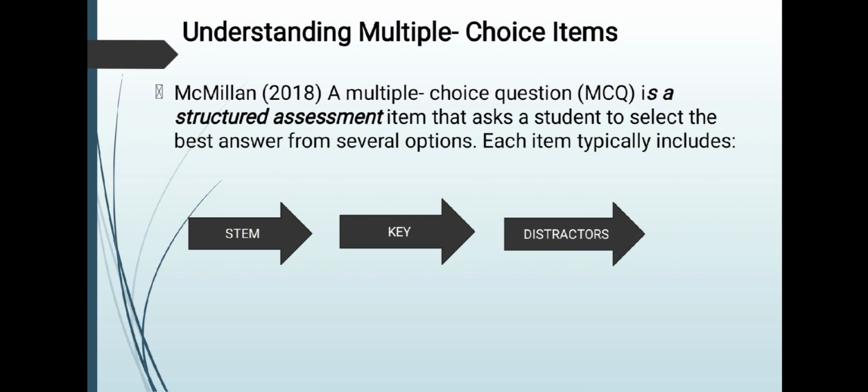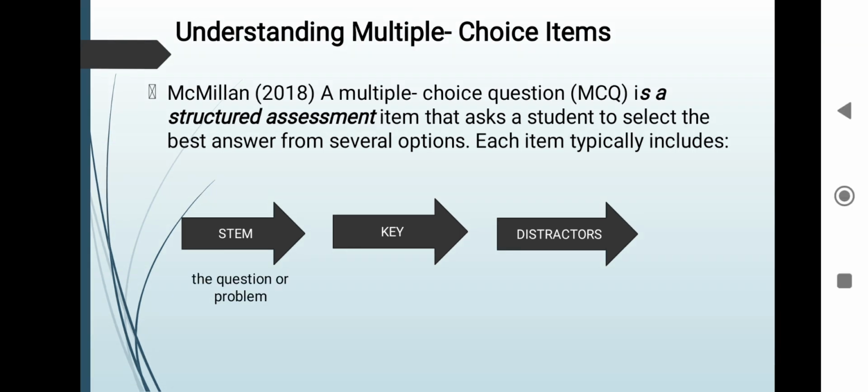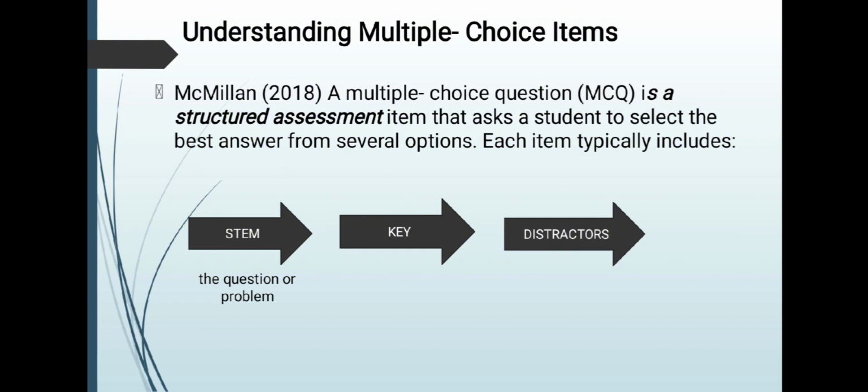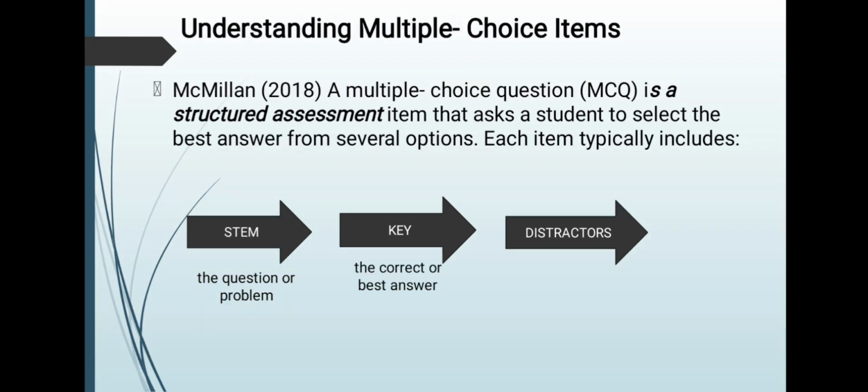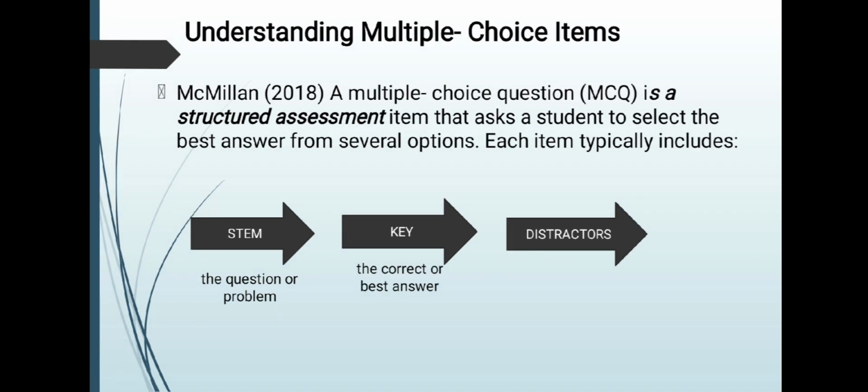In making multiple choice questions, each item should include the following. First is the stem. The stem is the heart of the question. It presents a clear problem, question, or situation that the student must respond to. A well-written stem is meaningful on its own and does not trick or mislead. Instead, it should promote clear thinking. Second is the key. It is the correct or best answer. It should reflect accurate knowledge or logical reasoning and align with the intended learning objective.